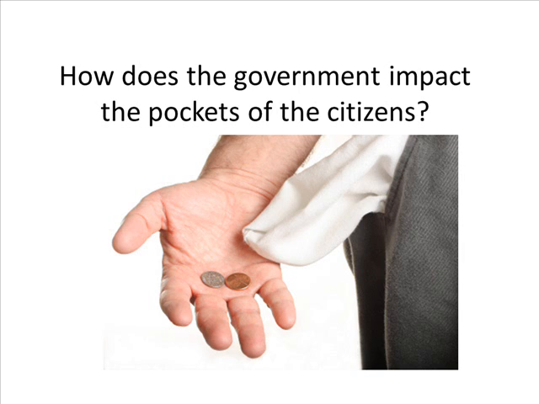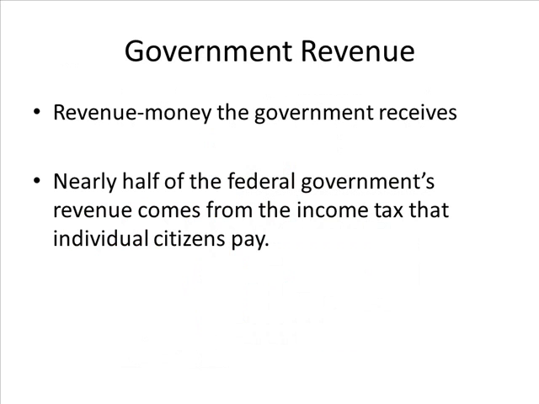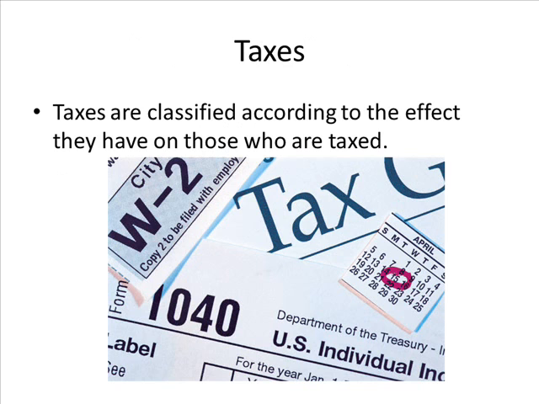Now, governments are just like businesses. They have to operate to provide the goods and services for the people as well. The government gets its money, or its revenue, from us in the form of taxes. Nearly most of, or all of, the government's money comes strictly from the income taxes that individuals pay. Now, there's going to be a different classification of taxes. Taxes are going to be classified according to the effect which they have on those who are taxed.